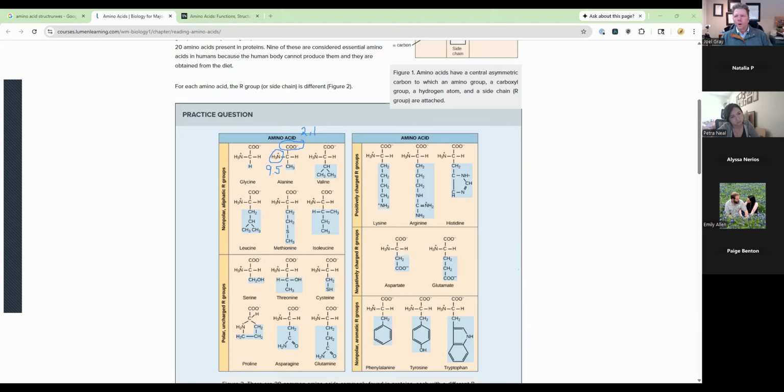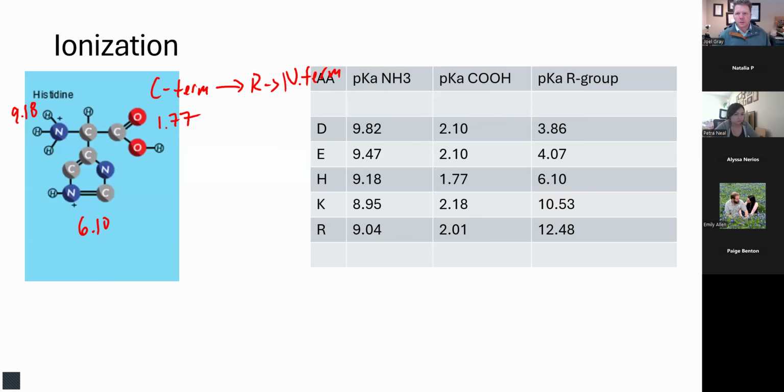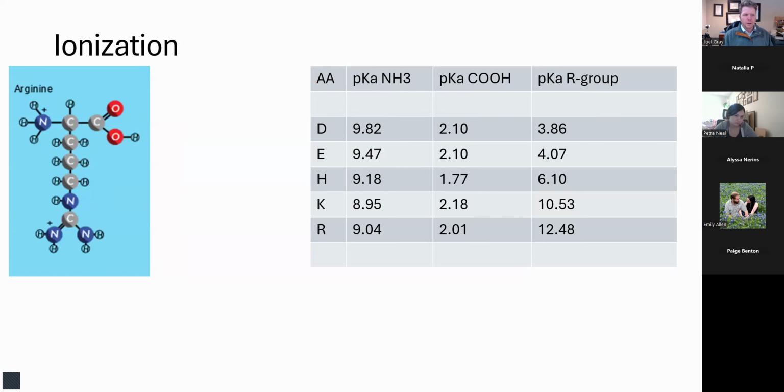So I'm going to switch back to the slide deck. All of the ways that I'm showing you these molecules, they are fully protonated. You can't put any more protons on them. And so if we take this arginine right here, I'm going to draw this arginine. Absolutely. If the pH is greater than the pKa, it's deprotonated. If pH is less than pKa, it's protonated.